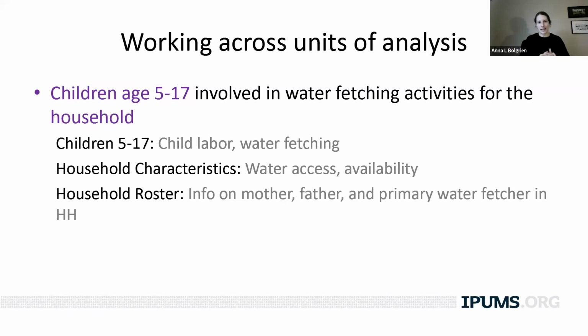Additionally, we wanted to link that to household characteristics such as water access and availability found on the household characteristic unit of analysis. And finally, we also wanted to link in a household roster information from the household member unit of analysis in order to know more information about mothers and fathers of the children, and also details about the primary water fetcher in the household. So this question can be answered only when taking all 3 of these different units of analysis together and linking them.